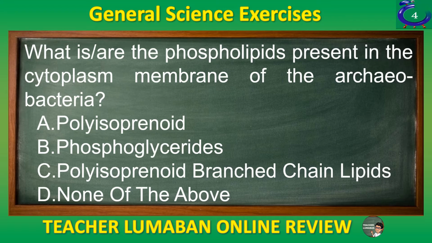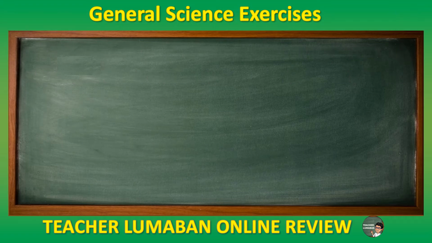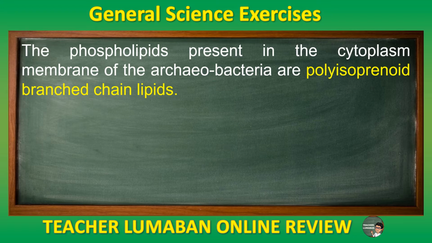5, 4, 3, 2, 1. The correct answer is letter C, polyisoprenoid branched chain lipids. The phospholipids present in the cytoplasm membrane of the archaeobacteria are polyisoprenoid branched chain lipids.